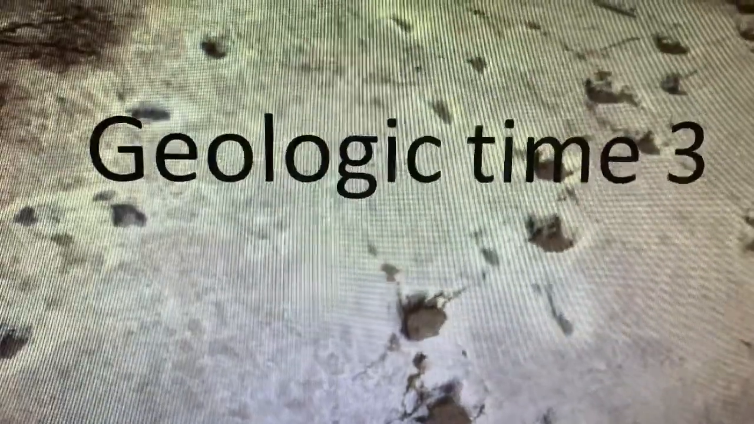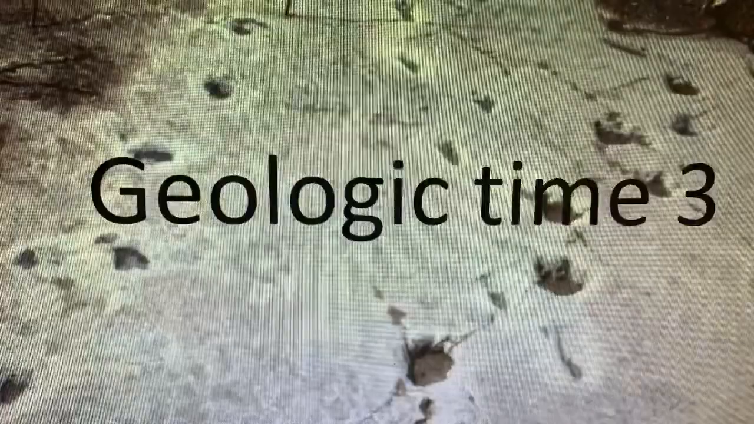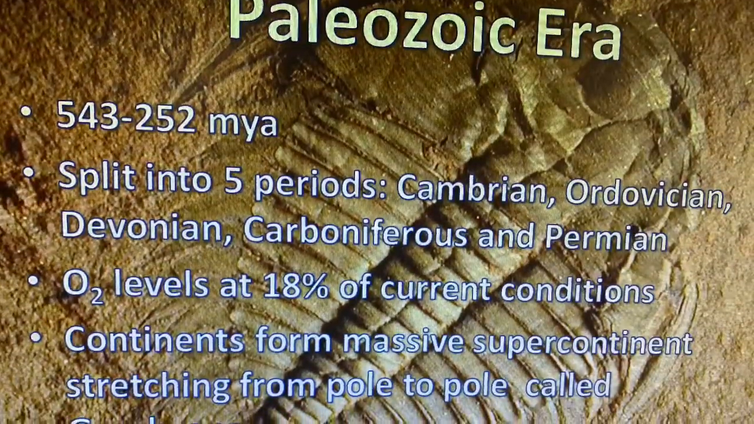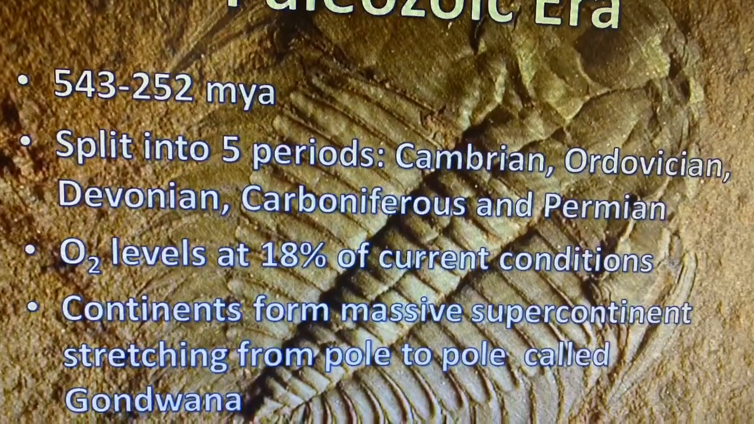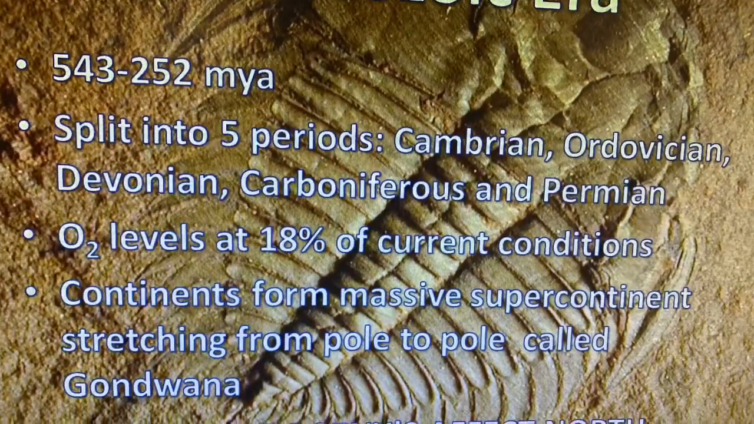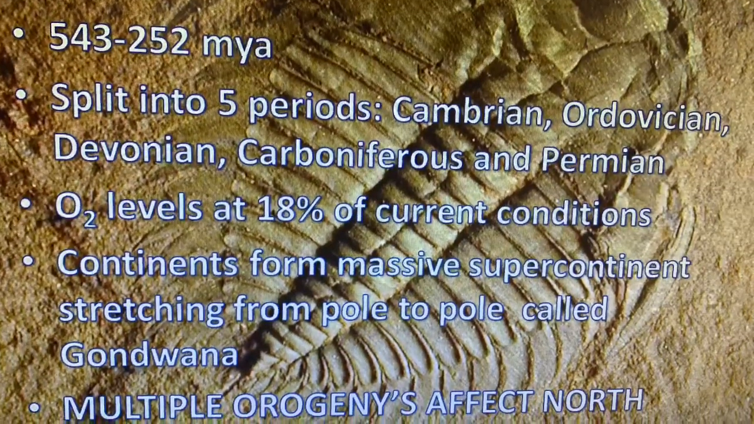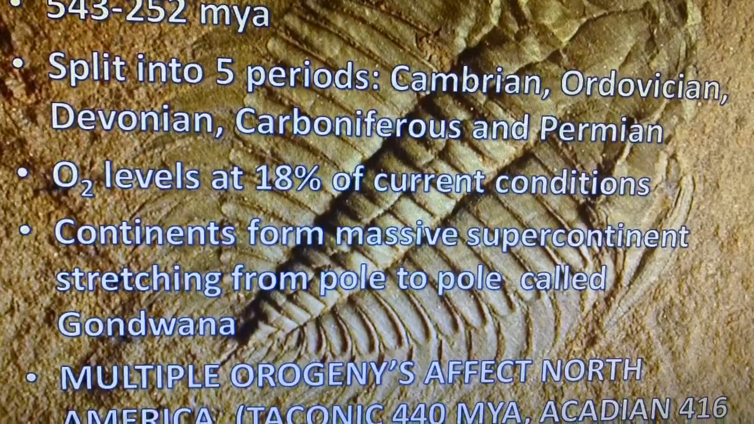All right, guys, so now we're going to try to get through the geologic history of life in as short a time as possible. Let's go. The first era we're going to talk about that has significant, visible life is what we call the Paleozoic era. The Paleozoic era runs from about 540 to about 250 million years ago. It's split into five or six time periods, depending on who you talk about: Cambrian, Ordovician, Devonian, Carboniferous, or Pennsylvanian and Mississippian, and the Permian.